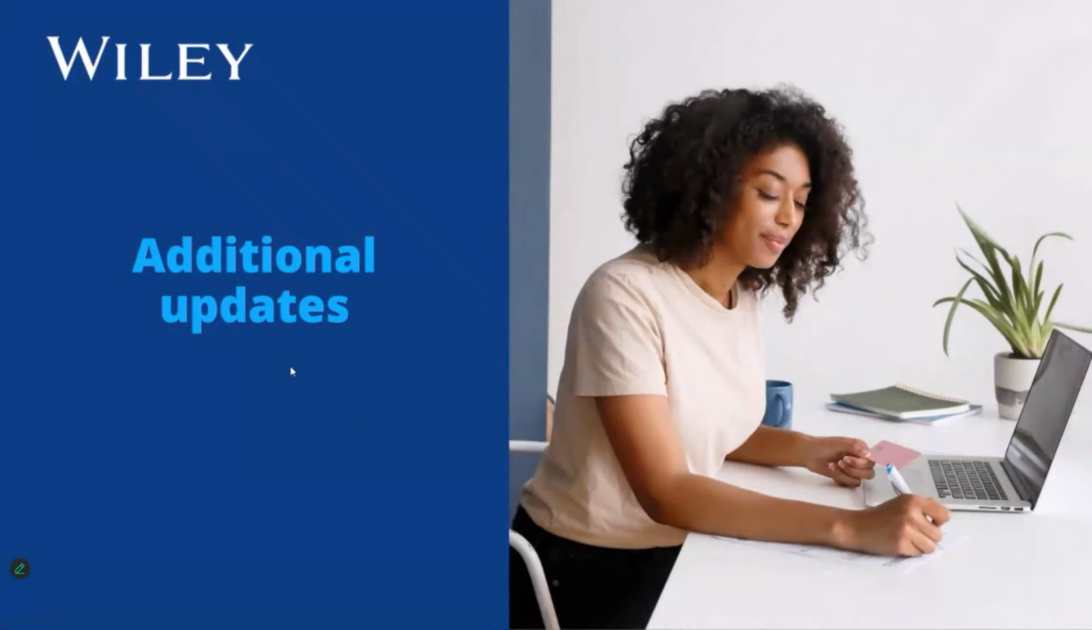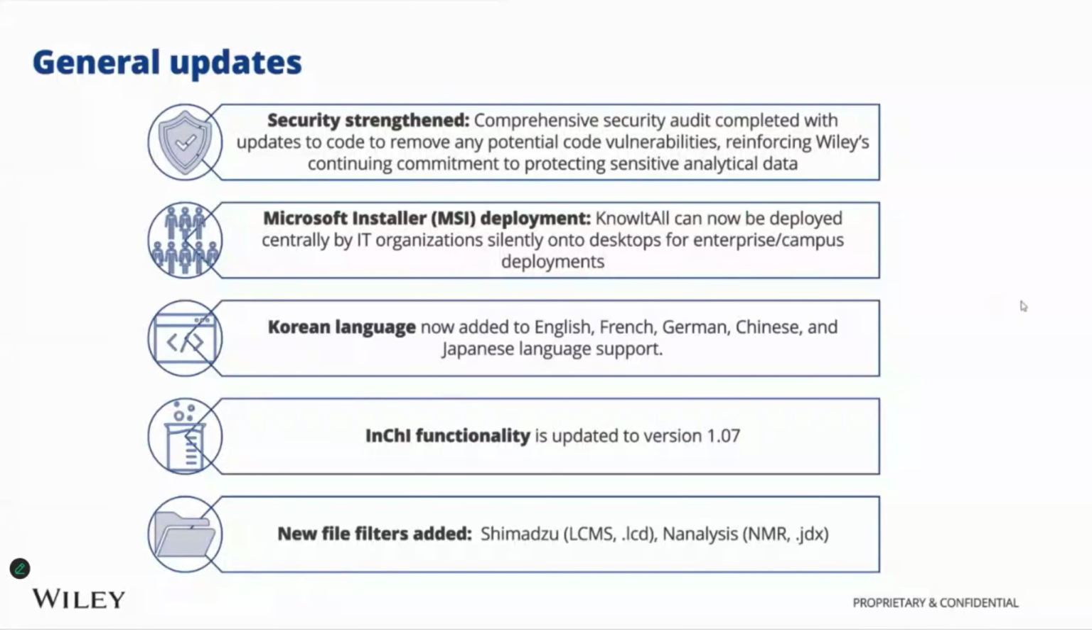So let's take a look at additional updates in the KnowItAll 2026 release. First, we enhanced our code security. Okay, we've been through an audit process and identified and removed vulnerable code. And we offer Microsoft installer deployment of KnowItAll. We have one more language. It's localized in Korean now. InChI is updated to 1.03 because we have structure, we generated InChI keys, so we want the latest.